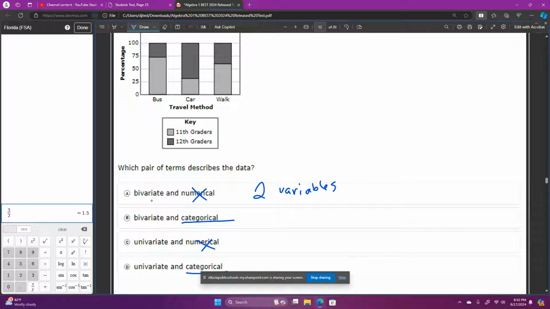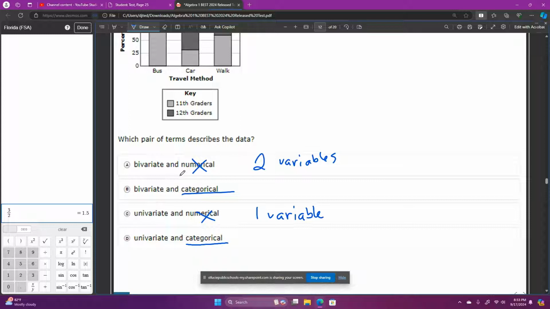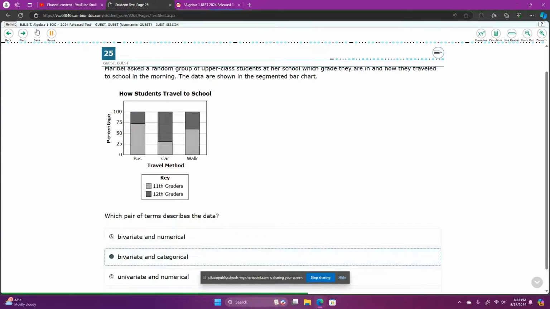Univariate, how many wheels are on a unicycle? Univariate means one variable. And what do we have? We have 11th and we have 12th graders. So we have two variables. So we are looking at bivariate categorical data. And I did not find this really in IXL. It's probably in there, but I didn't find a lesson for this. Bivariate categorical.